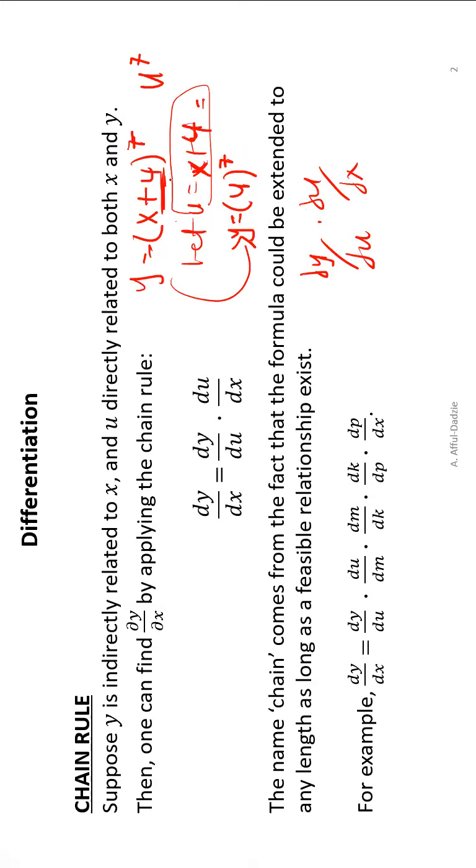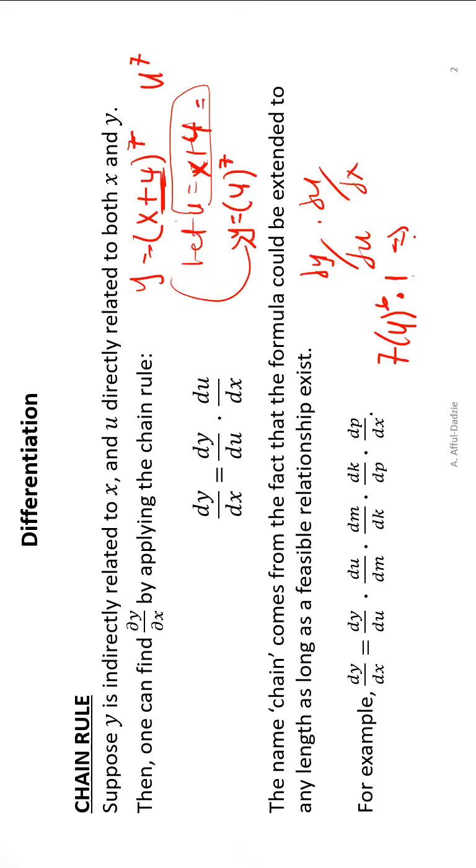And so here, dy du is to say this is like the power. So u to the power 7, all you have to do is to say 7 comes out, multiplies u, and we knock down the power by 6. And we multiply it by now du dx. What is du dx? du dx is to take the derivative of this one. So this is going to be 1.